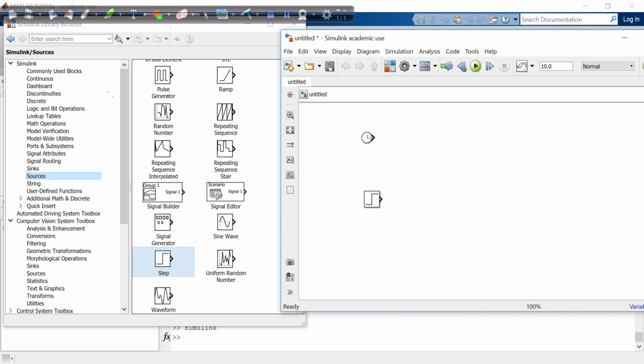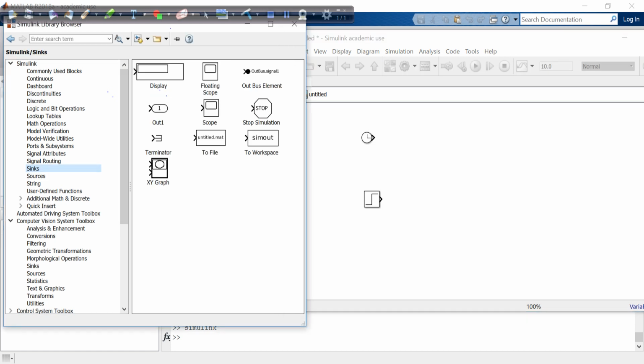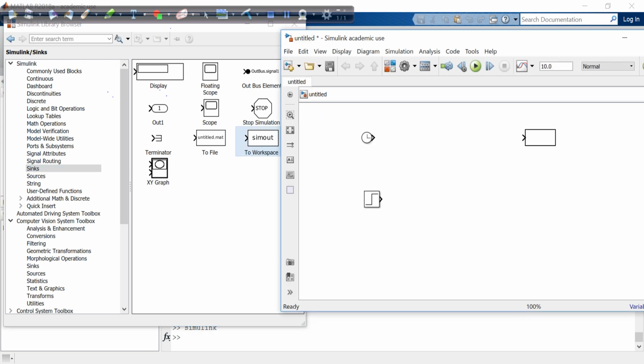And this is a source. We consider the sink. Sink means like the final one where you output your value. The scope or the others is something you can display it. But here we want to get the output to the MATLAB user interface and then plot there. So we can just use To Workspace. This one plays a role to transfer data between Simulink and MATLAB. So we have the output to be time, you can transfer it to workspace.